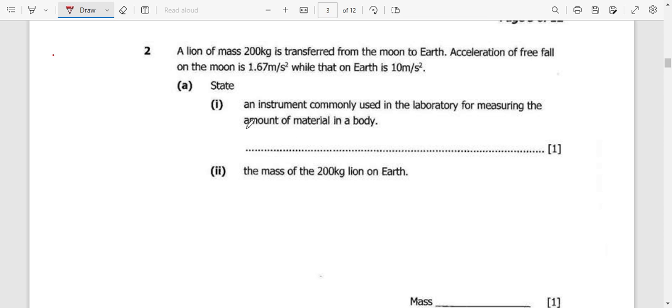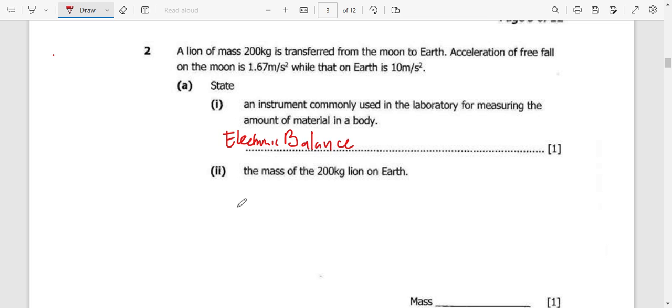Now, what do we call the amount of matter in the body? That is the first thing that we need to know. So, mass is the amount of matter in a body. So, what instrument do we use to measure mass? For mass, we use a balance. It can either be a beam balance, an electronic balance or a triple beam balance. So, I can say we are going to use an electronic balance or a beam balance.